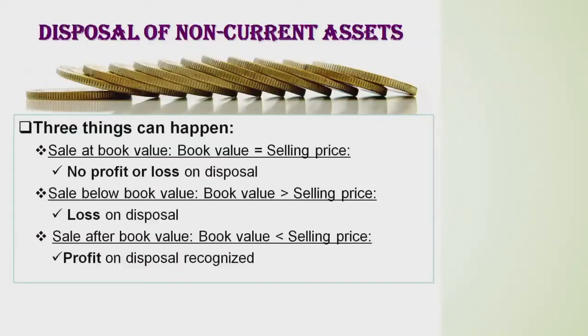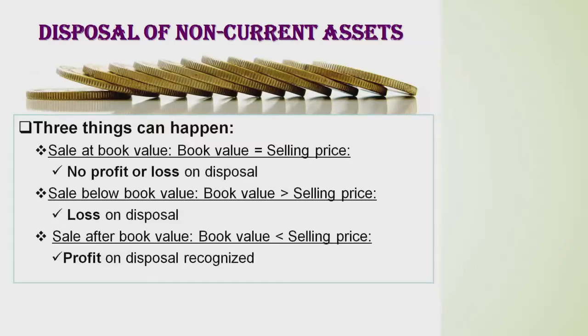Disposal of non-current assets. 3 things can happen. Sell at book value, equal to selling price. Disposing means to sell your non-current assets. Sometimes we sell them at the book value. Or below book value, and then you get a loss on disposal. Or sometimes you sell over your book value. What is a book value?